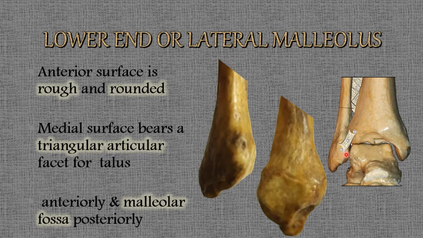In this diagram, this is the triangular articulating facet which articulates with the talus, that is the tarsal bone, to form the ankle joint, and downward and posteriorly, this is the malleolar fossa. So the medial surface possesses two important features. Anteriorly, there is a triangular articulating facet, and posteriorly there is a malleolar fossa. The anterior triangular articulating facet articulates with the talus to form the ankle joint, whereas the malleolar fossa is posterior.